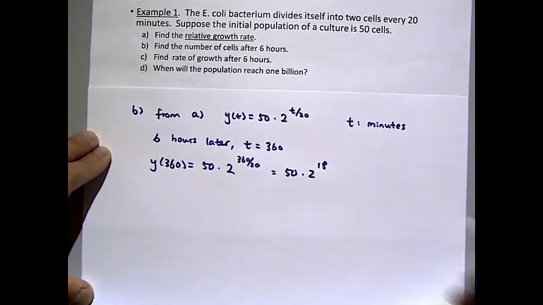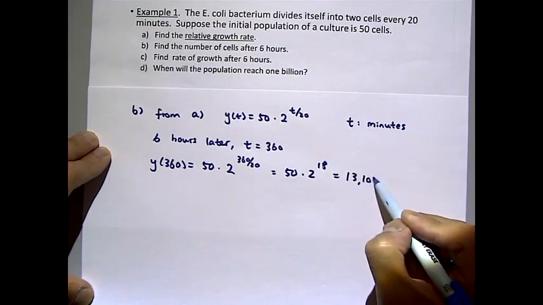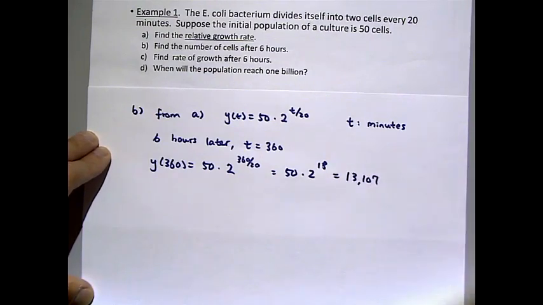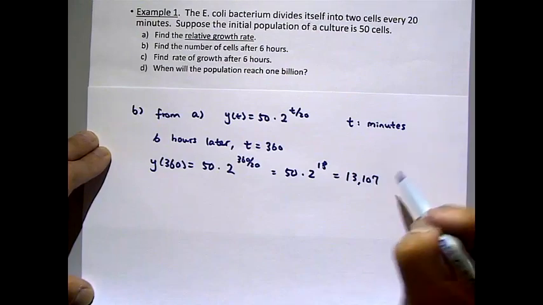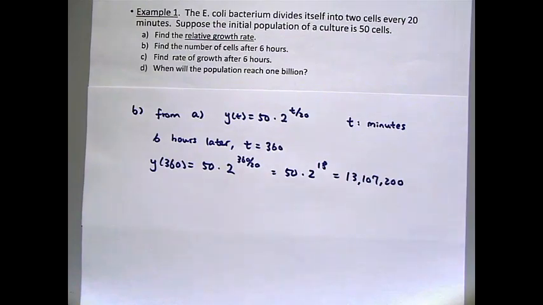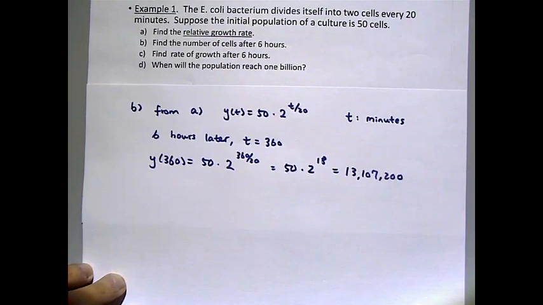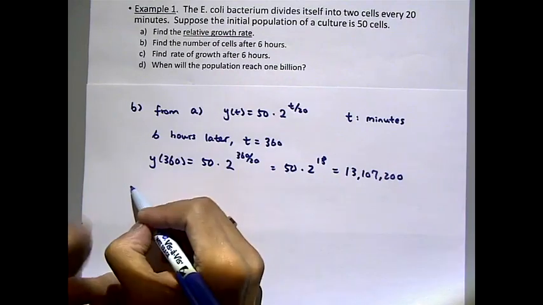So this part you need a calculator, of course. Rounding to the nearest whole number here, 13,107,200. You start with 50, you wait 6 hours later, you get 13 million. You wait another 6 hours, you get another huge amount. All right? So B is easy.